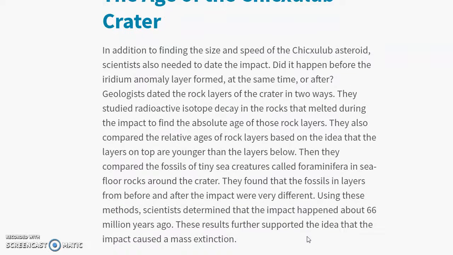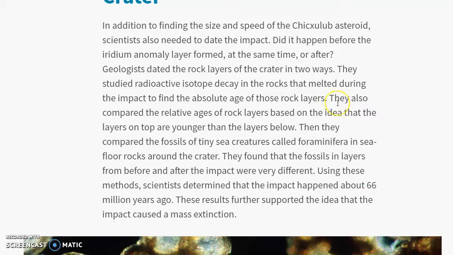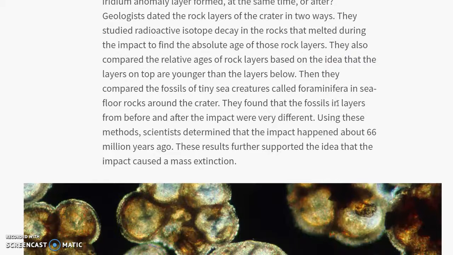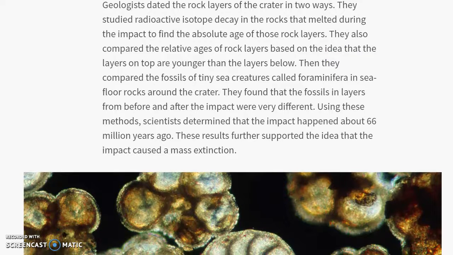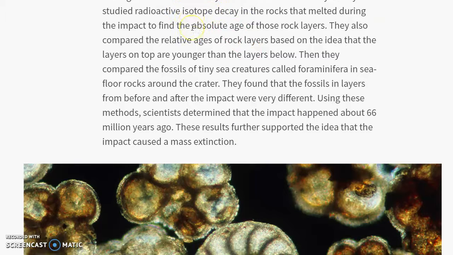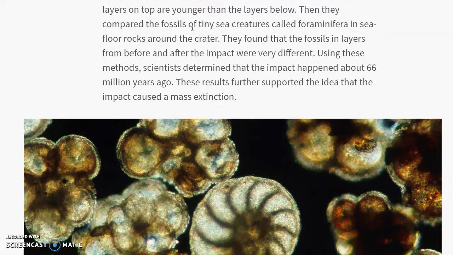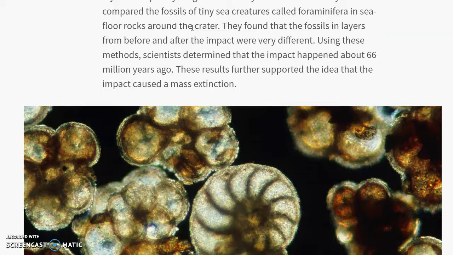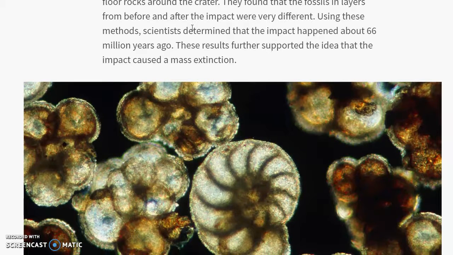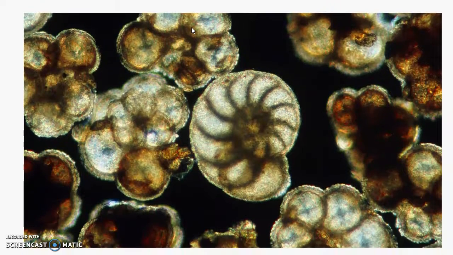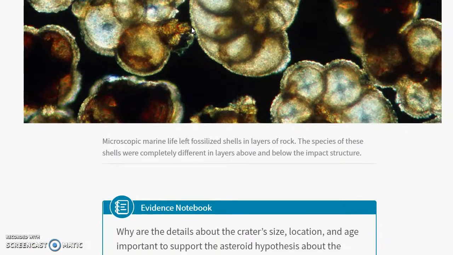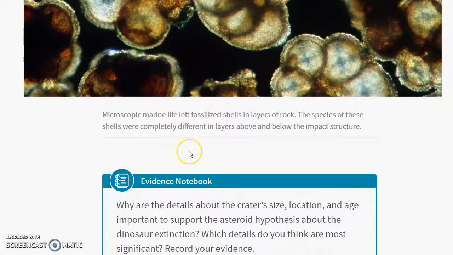The age of this magnificent crater we're talking about, they had to figure it out. Was it before the layer, after the layers? They dated the rock layers. They found these isotopes, which are radioactive, in the layers, if you can believe that. And there were tiny sea creatures at the time. They were able to use those to help figure out when the mass extinction occurred because they were left on the rock.